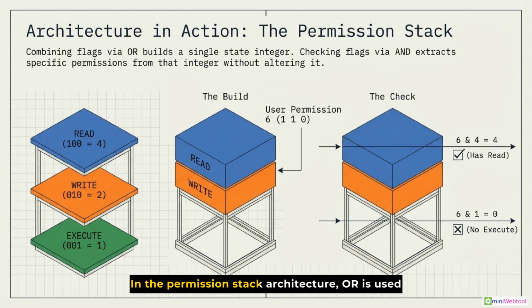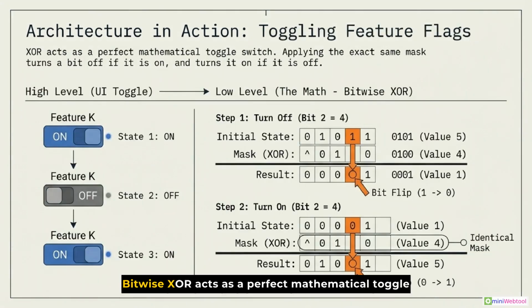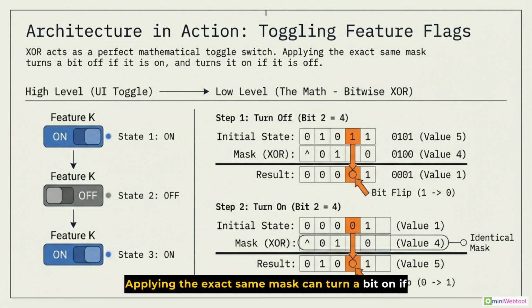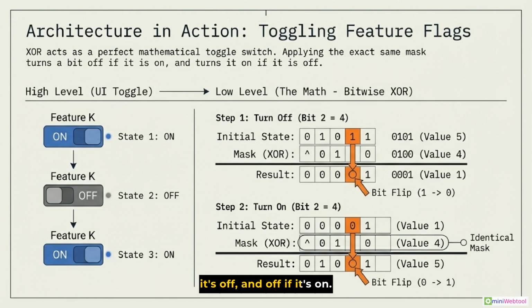In the permission stack architecture, OR is used to build a single-state integer combining flags, and AND is then used to check or extract specific permissions without altering the overall state. Bitwise XOR acts as a perfect mathematical toggle switch for feature flags. Applying the exact same mask can turn a bit on if it's off, and off if it's on.